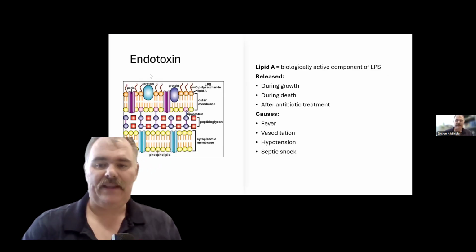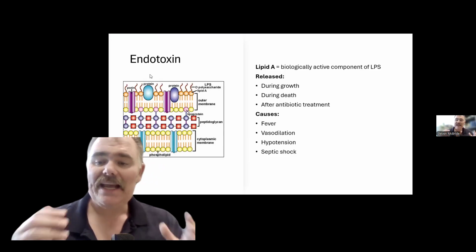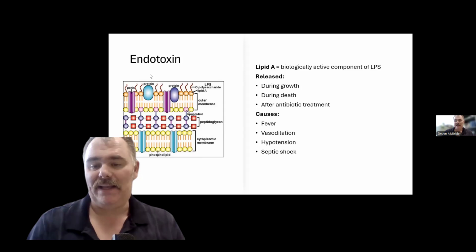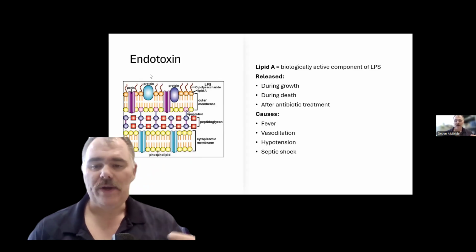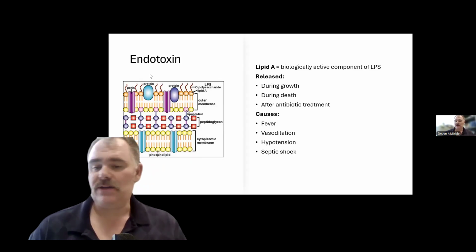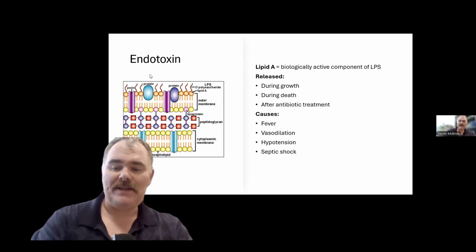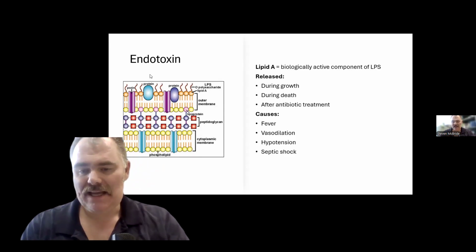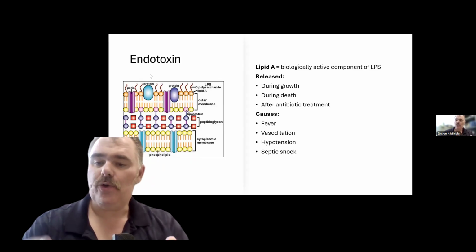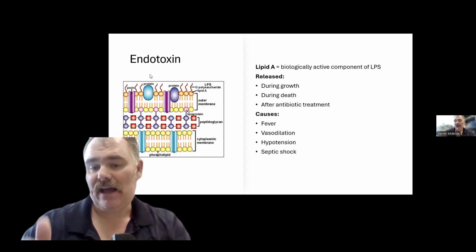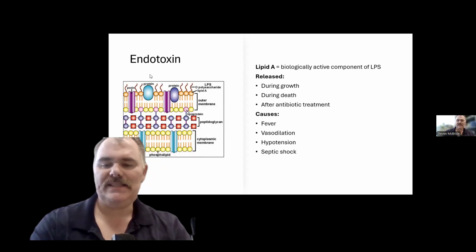Endotoxin works very differently from exotoxins. Endotoxin is not a secreted protein. Instead, it's part of the outer membrane of gram-negative bacteria. The biologically active portion is lipid A, which is found in lipopolysaccharide, also known as LPS. When gram-negative bacteria grow, shed membrane fragments, or die, lipid A is released. Innate immune cells recognize lipid A as a danger signal through receptors such as TLR4. This triggers production of inflammatory cytokines.